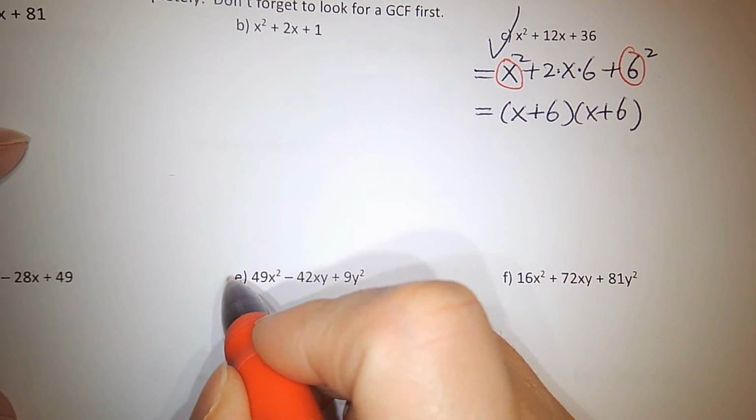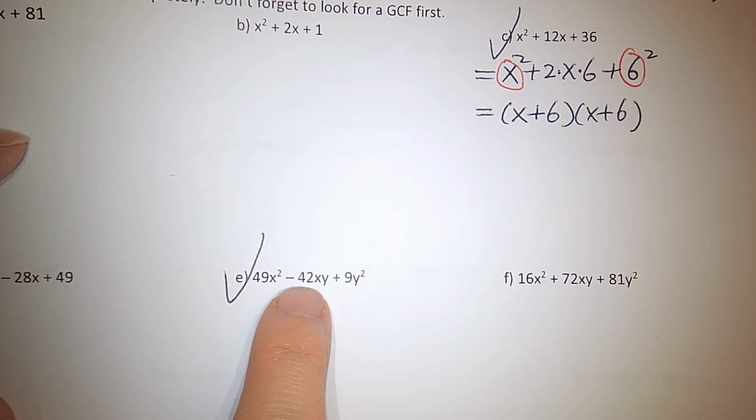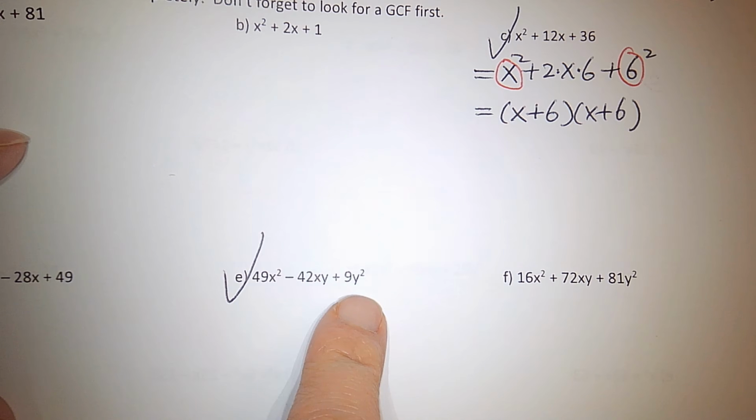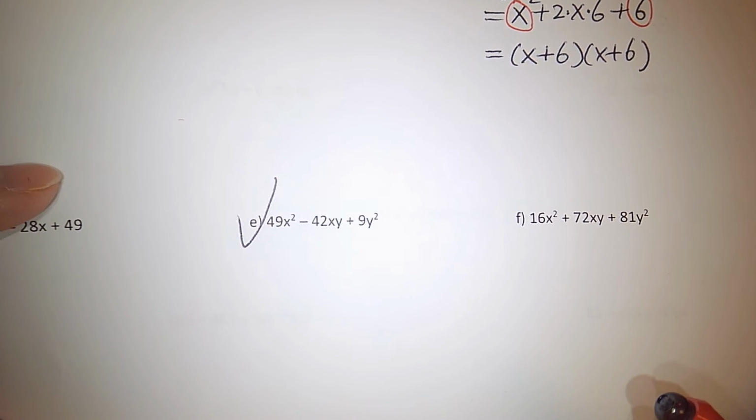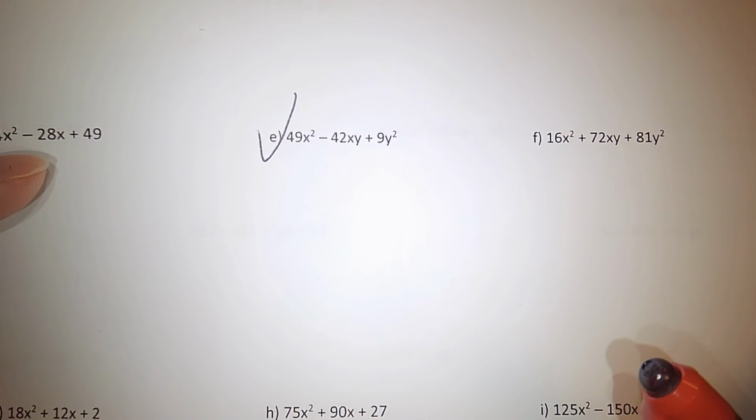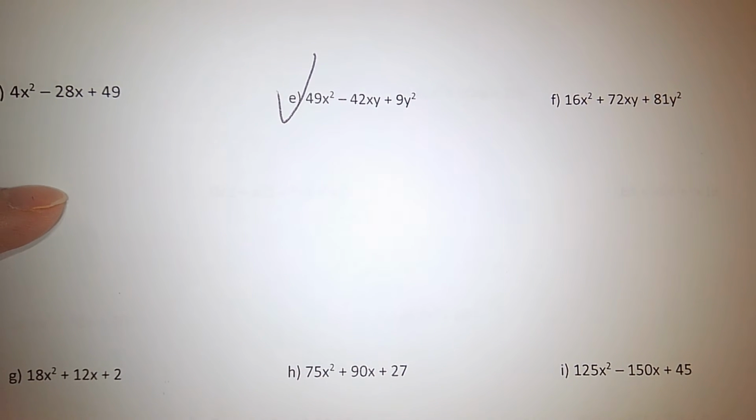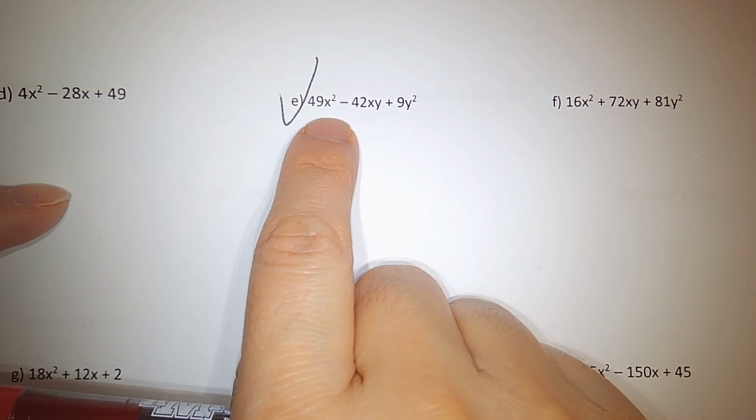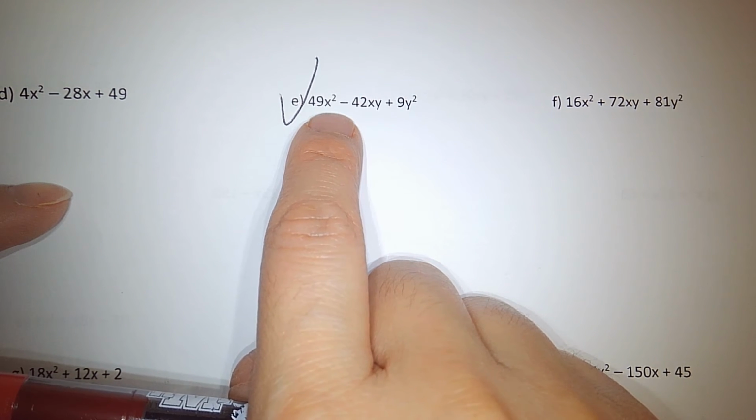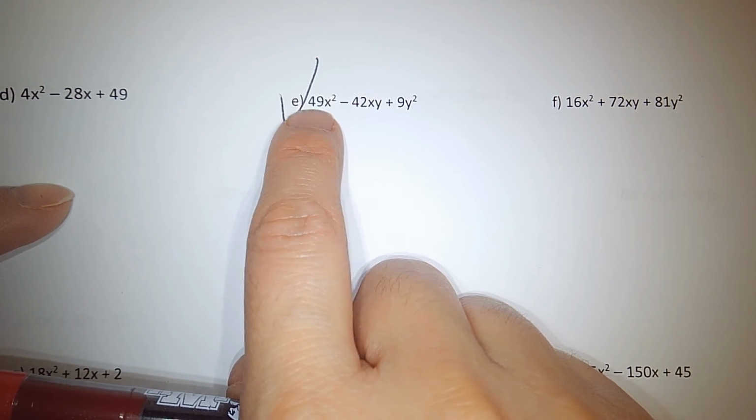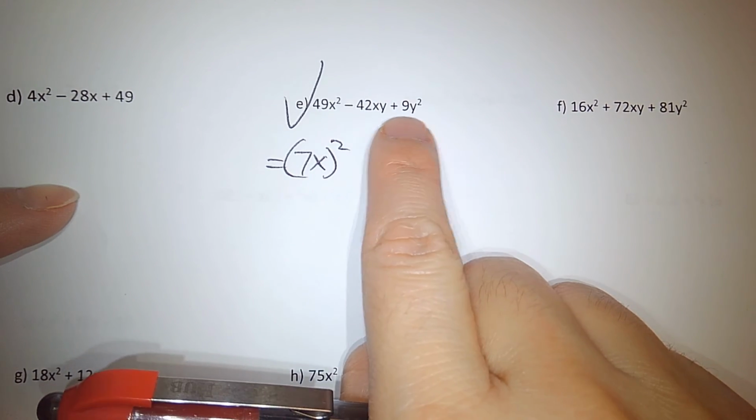Let's try question E together. 49x squared minus 42xy plus 9y squared. Factor this trinomial. Is 49x squared a perfect square? 49x squared can be written as something squared? Yes, by what? 7x squared. Good. How about 9y squared?